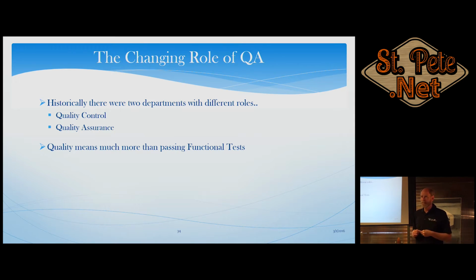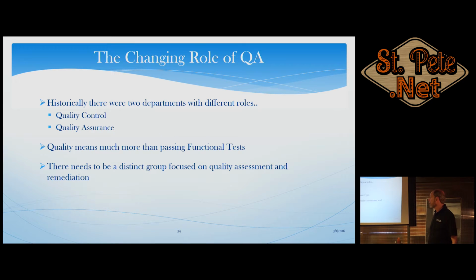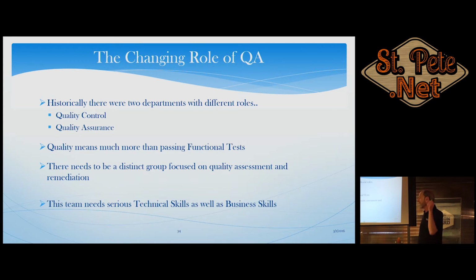You bought 19 extra servers. You've provisioned your data center. You've got the power, all the ancillary stuff. You've just spent $1 million on hardware you don't need. Would you say that's a quality problem? Yeah. Is running functional tests, that type of QA, going to catch that? No. There needs to be a distinct group focused on the quality assessment and remediation, and the team needs serious technical skills.